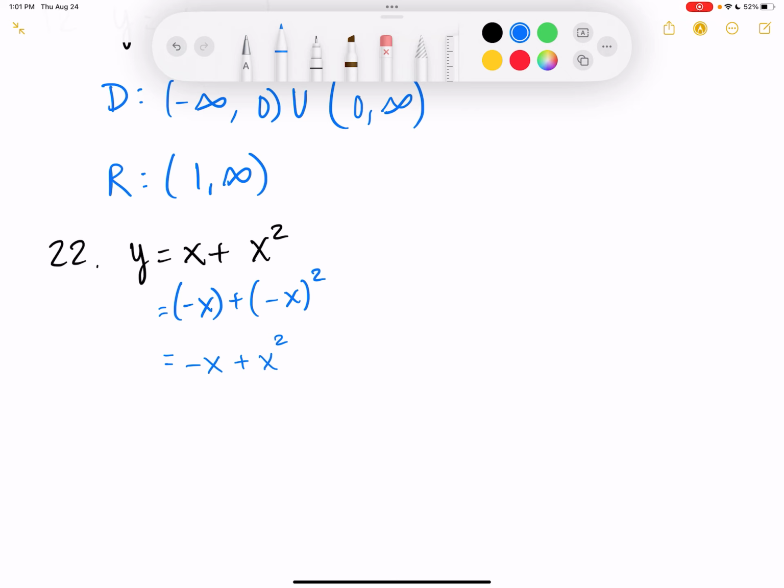Neither, because it came out to be different. Was the whole thing different? No. So these would both need to be negative, or a negative completely pulled out front. So this is going to be neither.